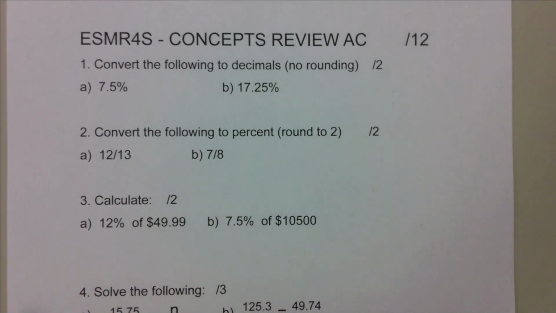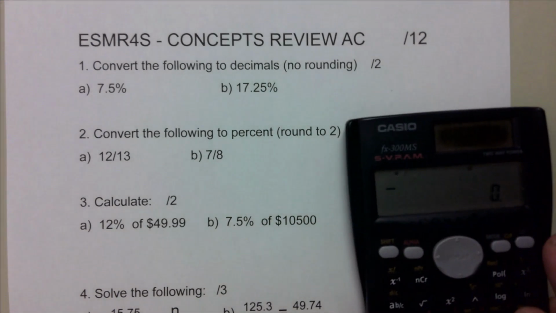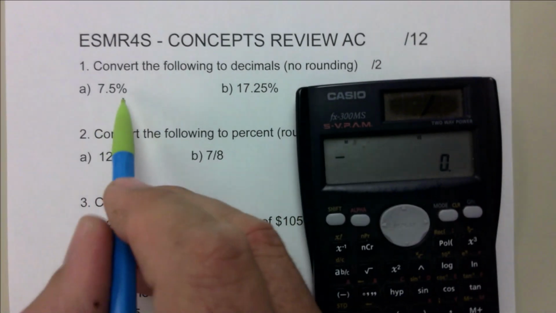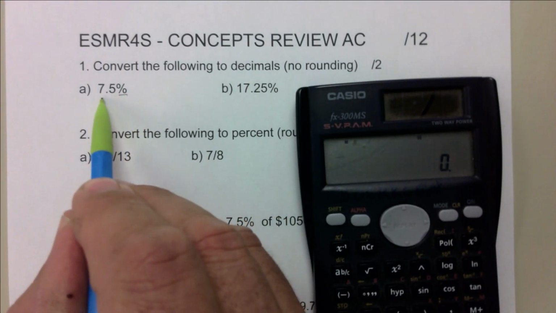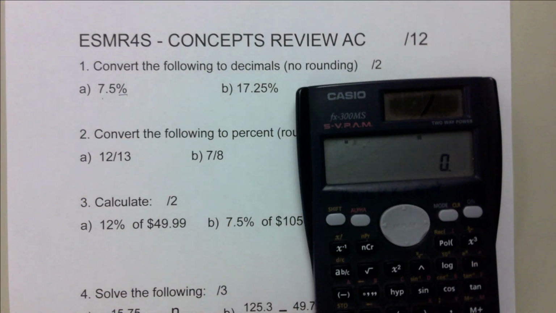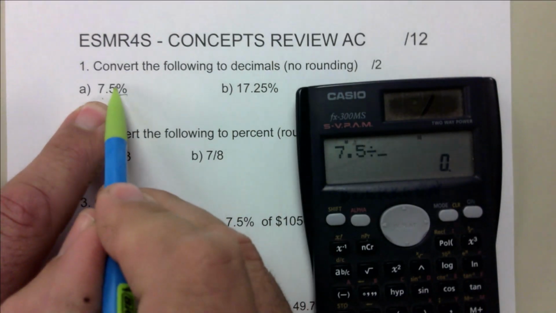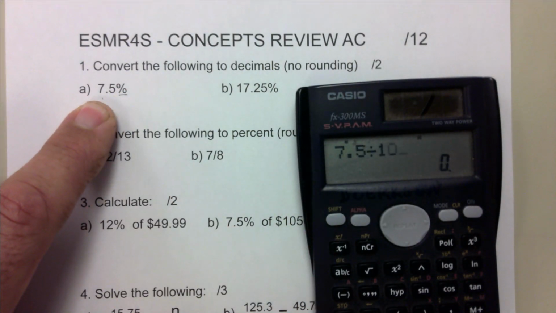Exponential. So here we go. Convert the following to decimals. Anytime you see a percentage next to a number, you can't just use it like that, right? So you want to divide it by, think of the 2 zeros there. You want to divide it by 100.